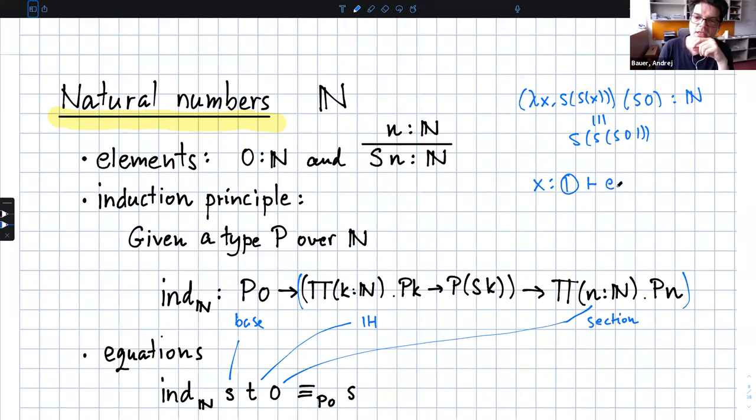So we will see later on that I can construct a natural number like this. So now this one is not a successor. So in a non-empty context, all weird things can happen. The term T is the induction step, yes.